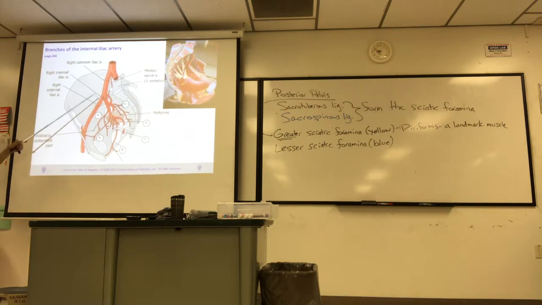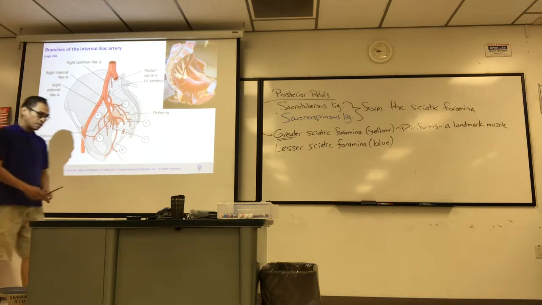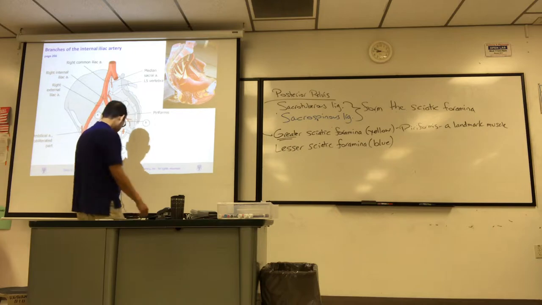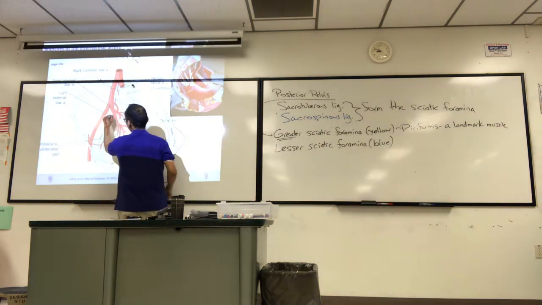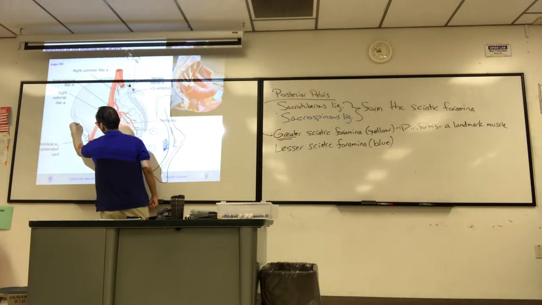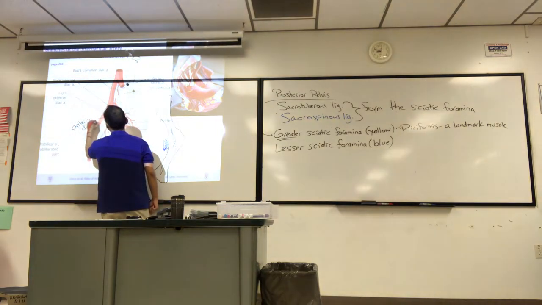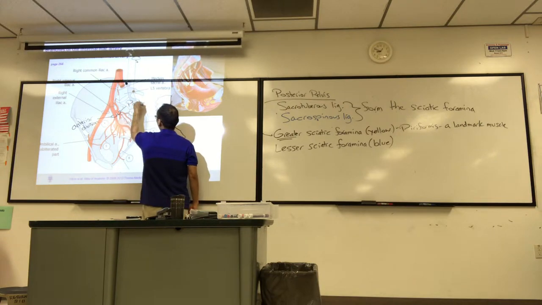Okay, let's go back to the internal iliac and notice that it has all these big branches. And there are these two big branches here. They call it the anterior and the posterior division. Like this one, right there, anterior division. And this one right there, posterior division.